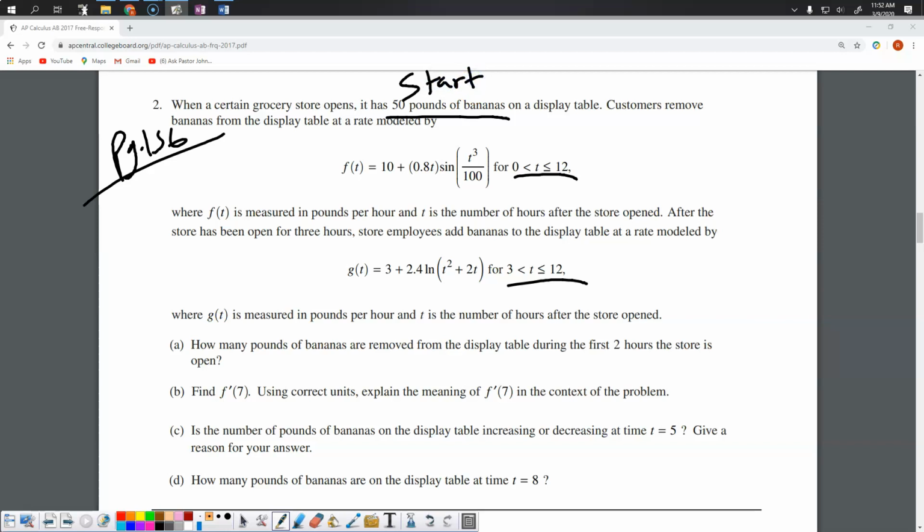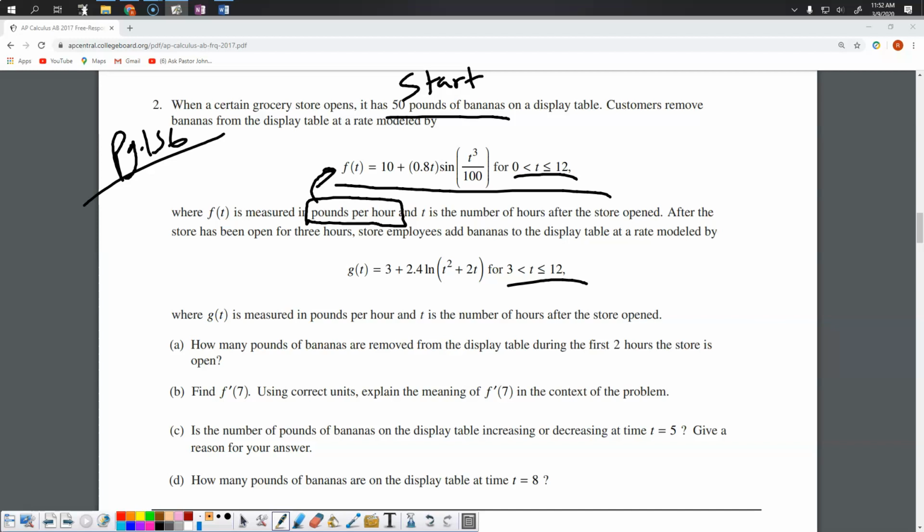Customers remove bananas from the display at a rate modeled by this. So this is how quickly they are removing the bananas, and that's measured in pounds per hour. So for instance, if you were to plug in 1, f of 1 would tell you at what rate, how quickly, customers are removing the bananas at that point in time.